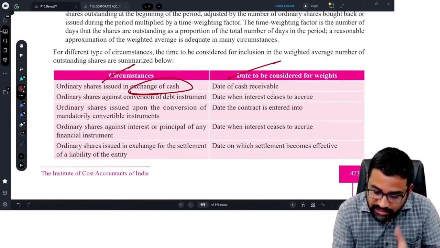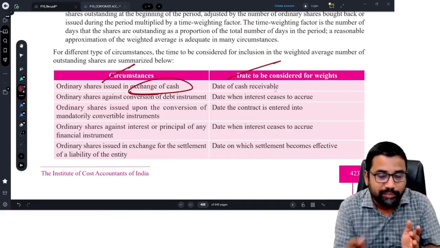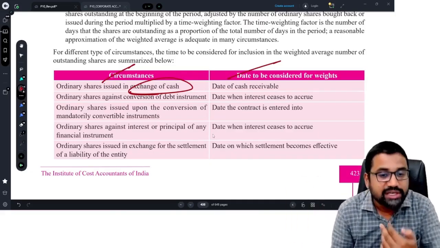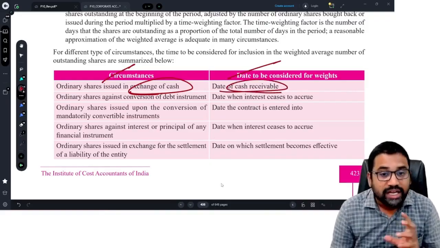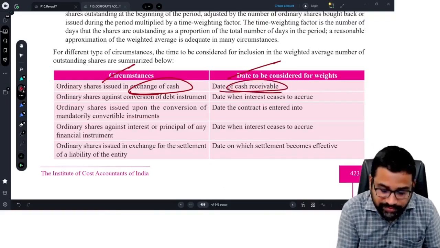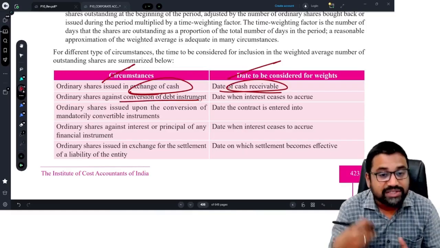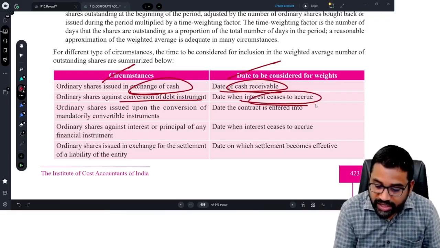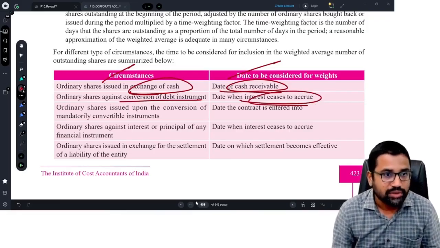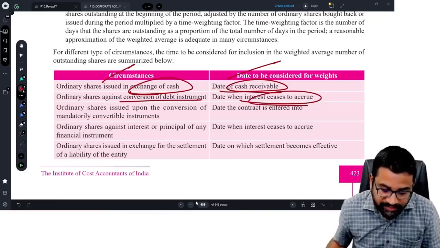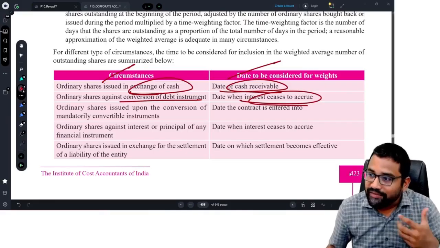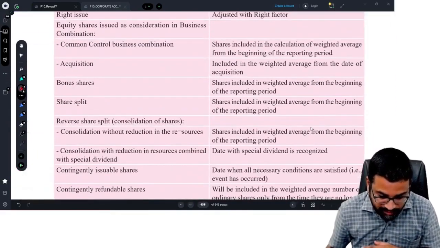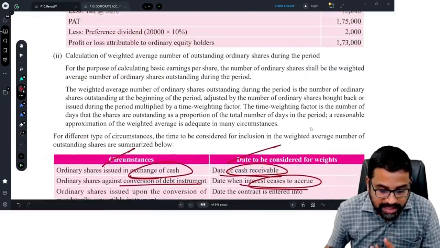So for that, we should know from which date onwards we need to calculate the time period. Suppose the shares are issued for cash, then the date cash is receivable. Suppose the shares are issued against conversion of debt instruments like convertible debentures, then the date of conversion, or the date when interest ceases to accrue. Like that, they have given different situations. What is the effective date for calculation of the time factor? So you read this table once. This is also important, may be asked as an MCQ.